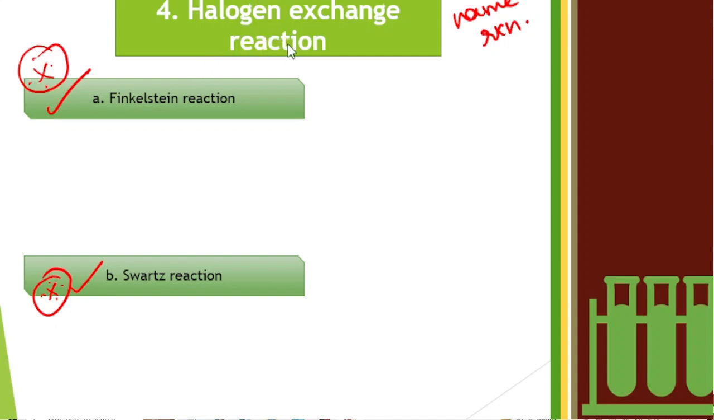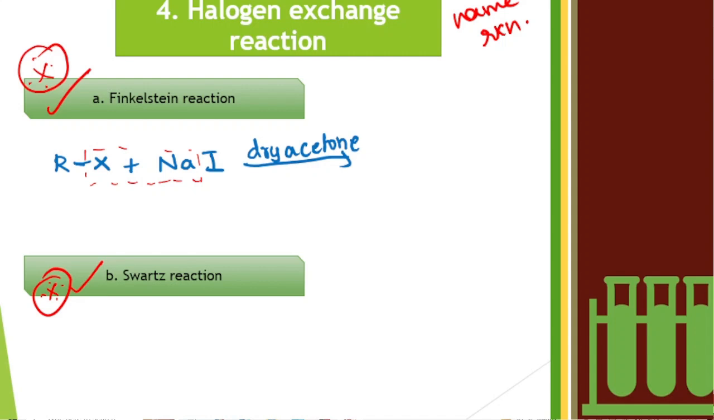So, what is all about the Finkelstein reaction? In the Finkelstein reaction, we are going to take an RX. What is RX? RX is a haloalkane, right? So it is going to react with NaI in the presence of dry acetone. What happens is, Na and X will come out as NaX, and RI will come out as RI. Clear? Okay. This is very simple, right? So this is the Finkelstein reaction.